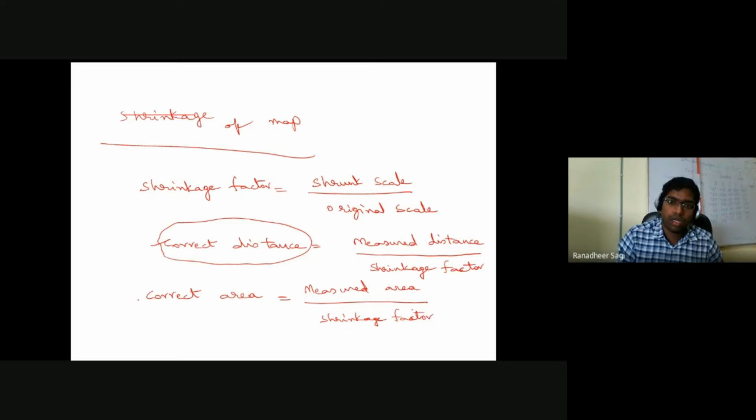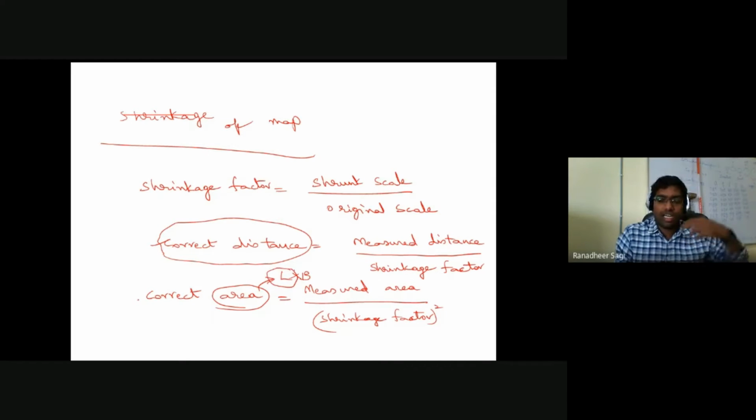factor whole square. Why is the whole square coming into the picture? Because whenever you are talking about area, it is nothing but length into breadth. So in the process, if the length dimension is to be corrected, the width or breadth dimension is also to be corrected.